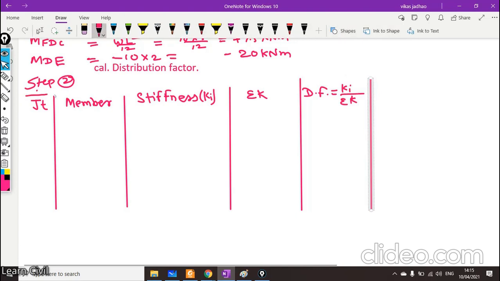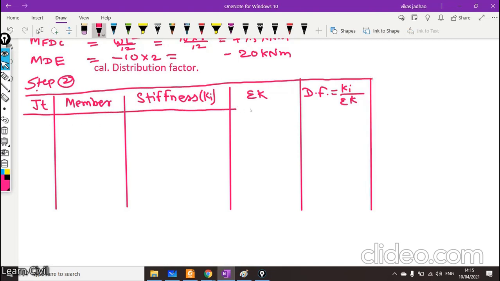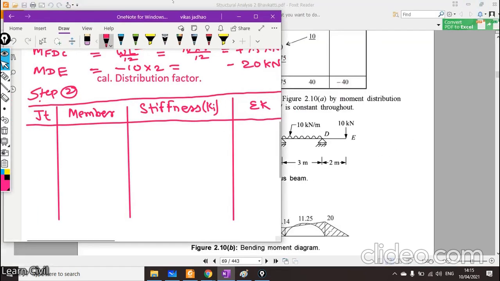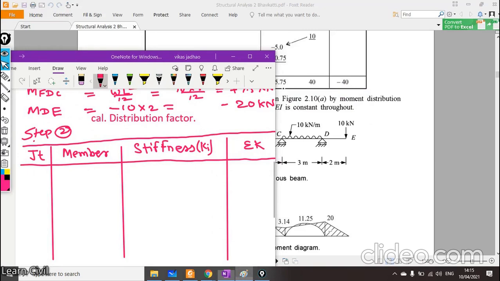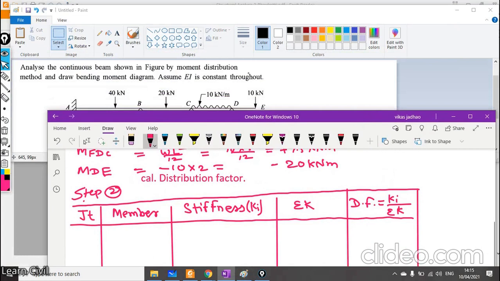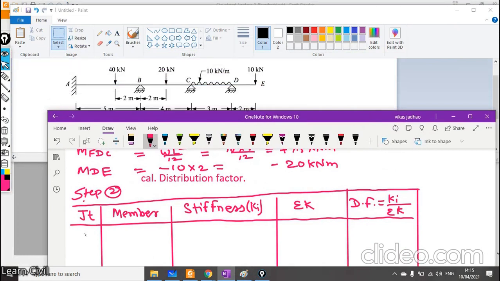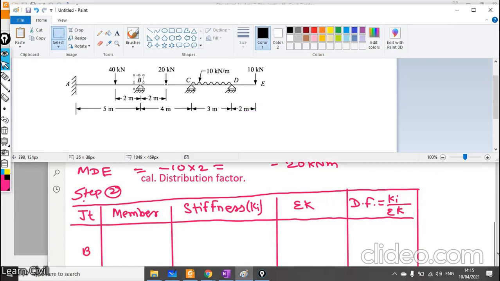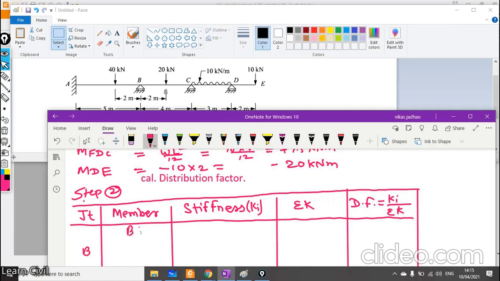So we have to prepare a table like this, and write down the joint names. For this particular case, the problem is something like this. At joint B, we'll have two members, BA and BC. So write down here BA and BC. The stiffness for BA will be 4 EI upon L.